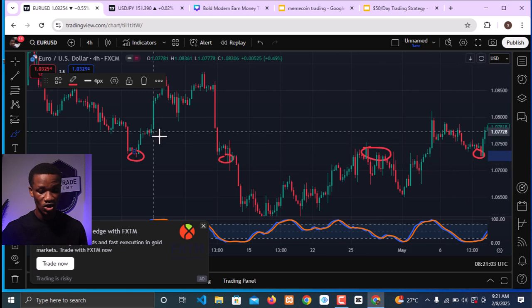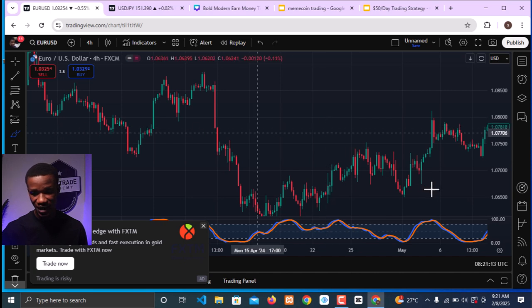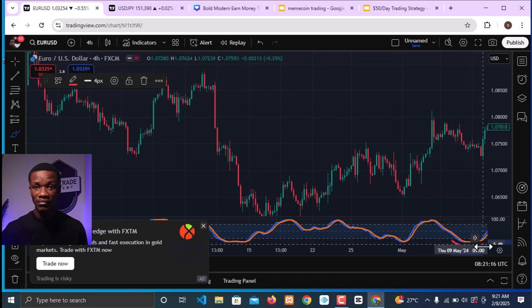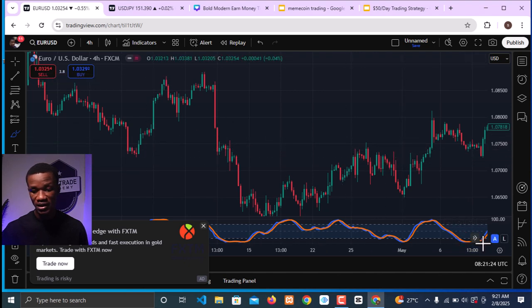Rule number 3 is to check the stochastic RSI indicator. At this very point, you'll discover that the stochastic RSI is in the oversold condition. An oversold condition right here means that the market has the capability of moving all the way to the upside. So what we want to do is to ensure that this stochastic RSI comes out of this oversold condition, crossing the 20% line right here, okay, and then we want to enter a trade.